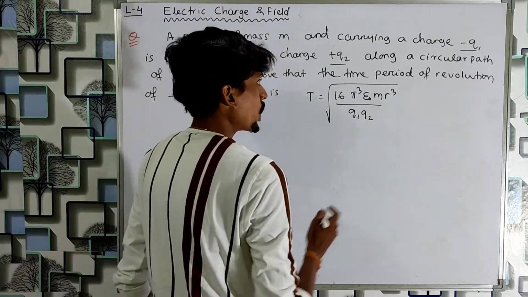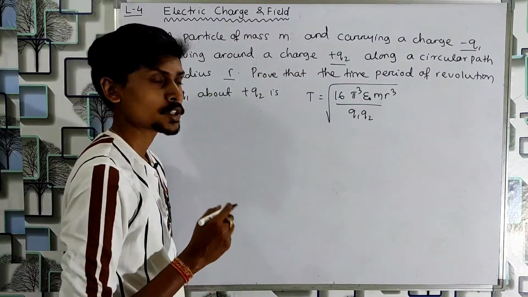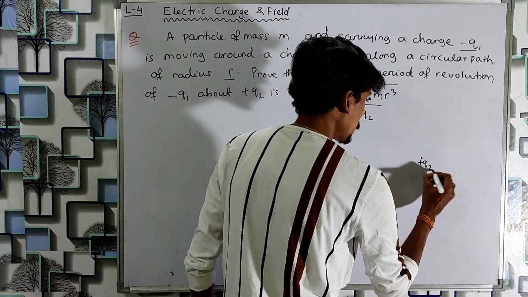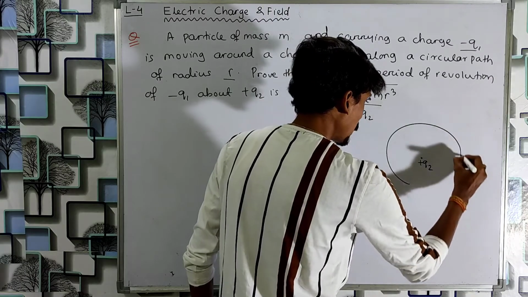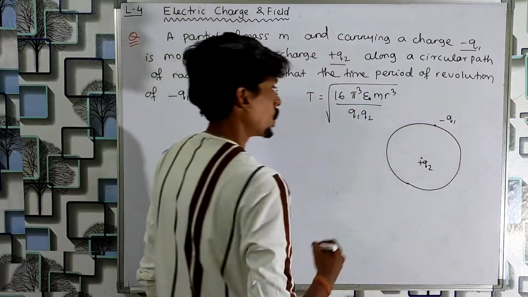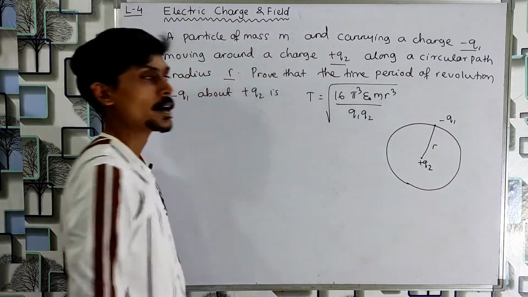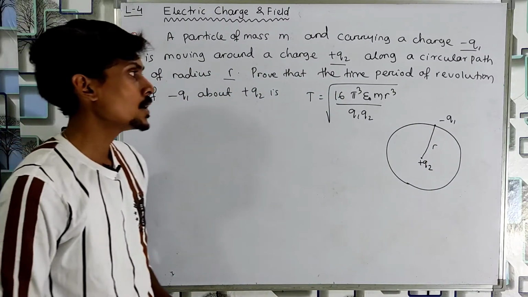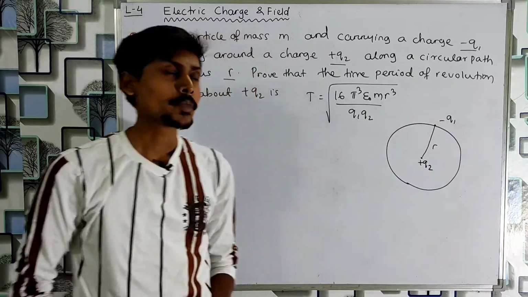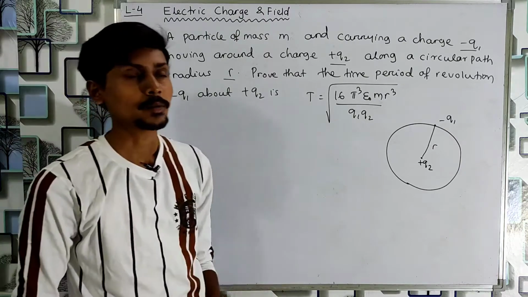So we have a charge minus q1 which is revolving around a positive charge of plus q2. Suppose at the center we have a charge plus q2 and around the charge plus q2 we have another charge minus q1 which is revolving, and the radius of this circular path is r. We have to prove that the time period of revolution of the charge minus q1 about the charge plus q2 is given by this value.